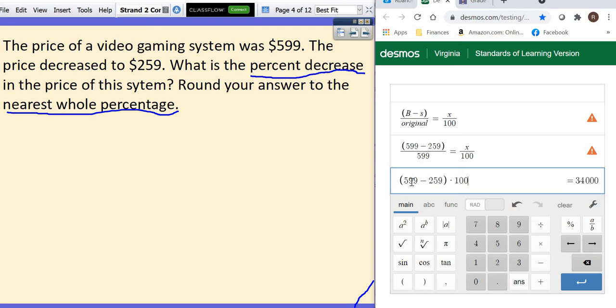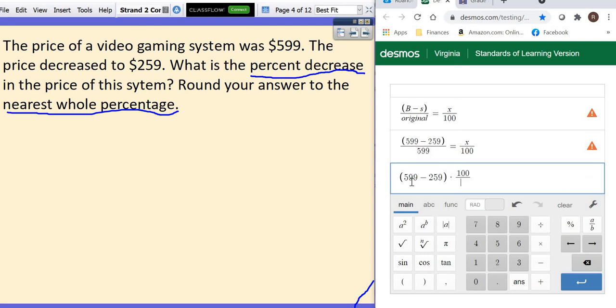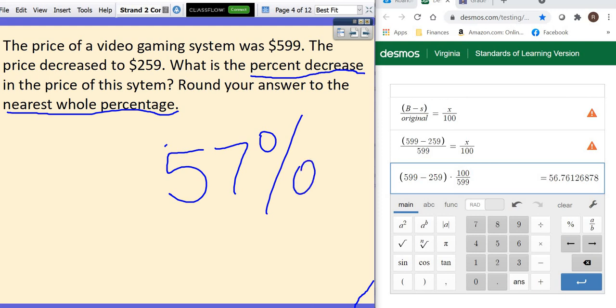Then, just like unit over unit, you divide by the number that is diagonal from your variable. And that tells you that there has been, and we're going to round to the nearest whole percentage, a 57% decrease in the price.